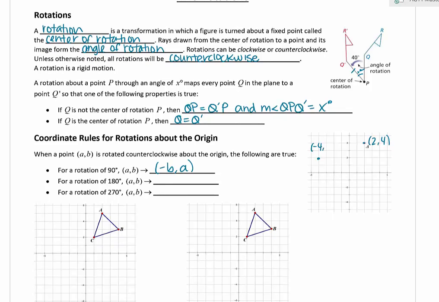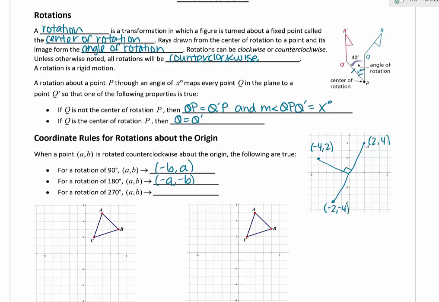So this would be at negative 4, 2. If I connect these to the origin, I have formed a 90-degree angle there. If I'm going 180, I'm taking 2, 4 and moving it all the way down here. That would be at (negative a, negative b), so negative 2, negative 4. As you can see, if I continue to draw that line out, you have a straight line.